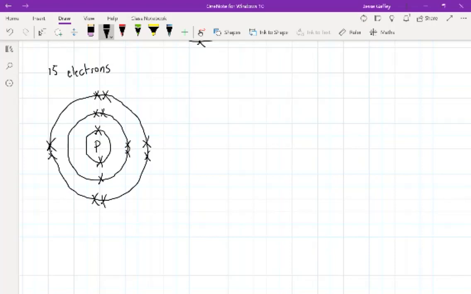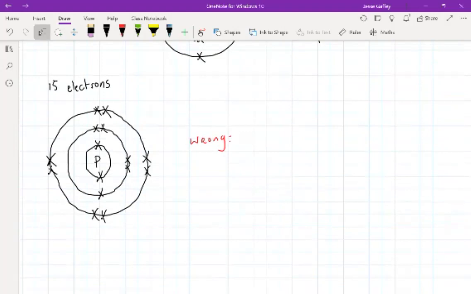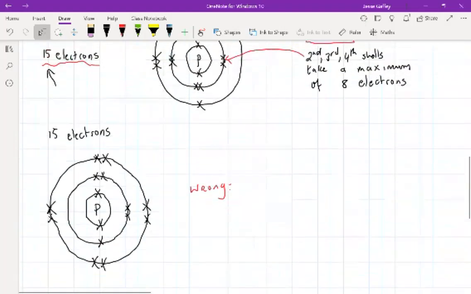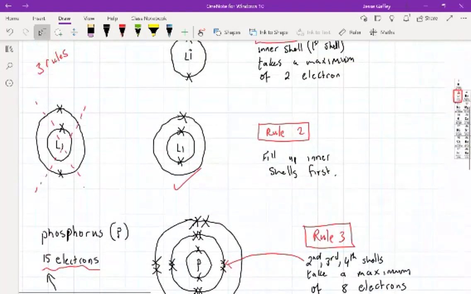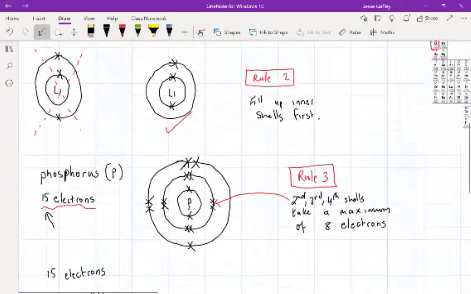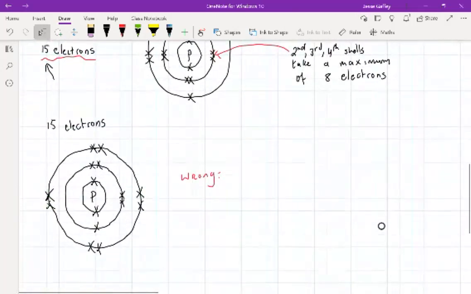Okay, did you spot the mistake? Hopefully you noticed that it is wrong. Which rule have I broken? Well, I've probably broken 2 rules here. I've broken rule 2 because I did not fill up the inner shell first.